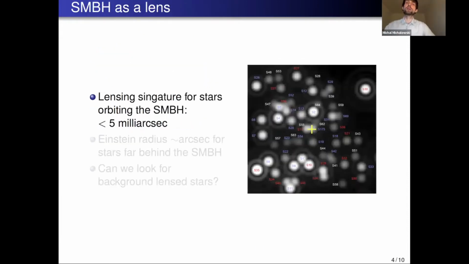So what I will focus on here is another scenario of point-like lens and point-like source, which will be the supermassive black hole in the center of our galaxy. So the 1 arcsecond vicinity of the supermassive black hole is shown here. We have the black hole position shown by a cross and a lot of stars around it. Unfortunately, the Einstein radius, so the scale of lensing, for these stars is very small. It's 5 milliarcseconds, so it's not possible, or very difficult, to resolve currently.